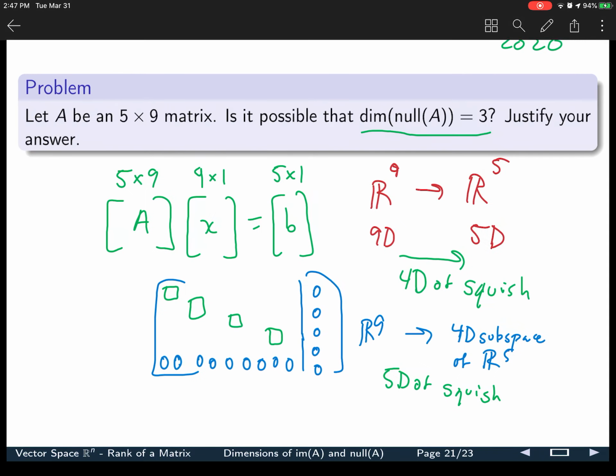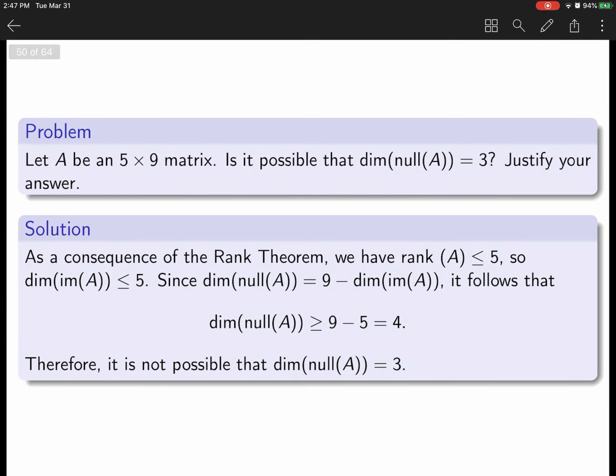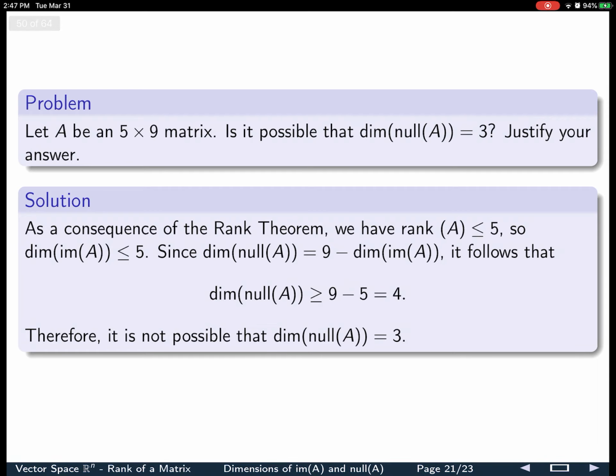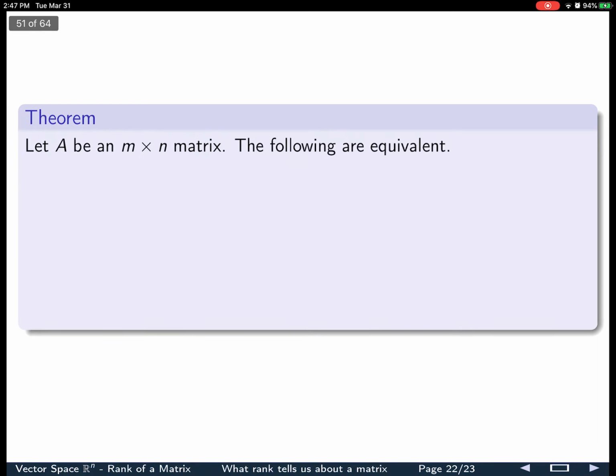We can click through the explanation that they have here for a little bit. Yeah, they're using the rank theorem here to show that, yes, the dimension of the null space plus the rank should be equal to n, the dimension of Rn. And so, yeah, they're saying the same thing, that the null space would need to at least be 4-dimensional. Okay, keep going.